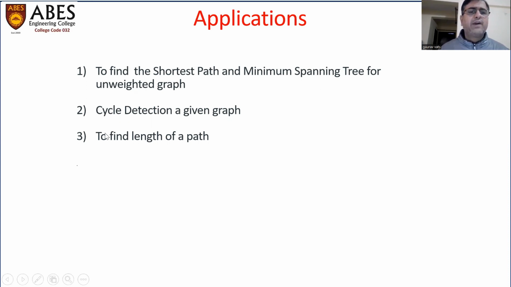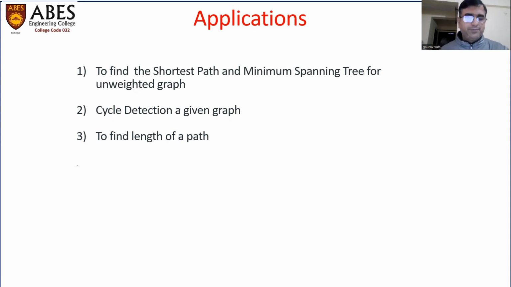And the last one is to find the length of a path. Suppose we are given some initial node and some goal node. That is in AI most of the time. In AI, we use BFS, breadth first search, to find the length of the path between the initial node and the goal node. We use breadth first search.